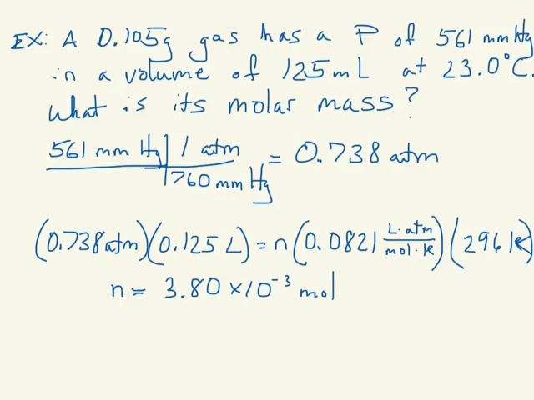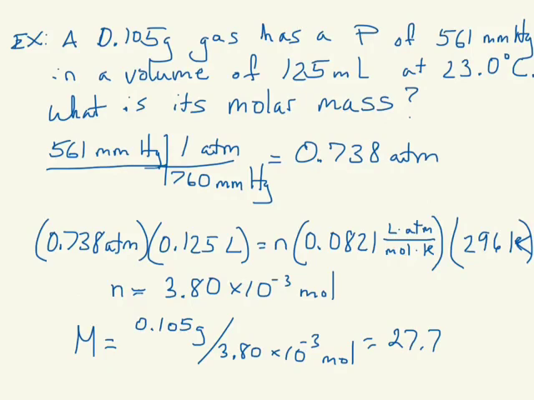We're looking for molar mass, and molar mass is equal to our mass, which we're told is 0.105 grams, per mole, and our moles are 3.80 times 10 to the negative third moles. Grams per mole, right? Just check the units. Grams per mole, and that's our molar mass. So now all we have to do is divide those two numbers, and we get something approximately 27.7 grams per mole is our answer. So that's our molar mass of our gas.